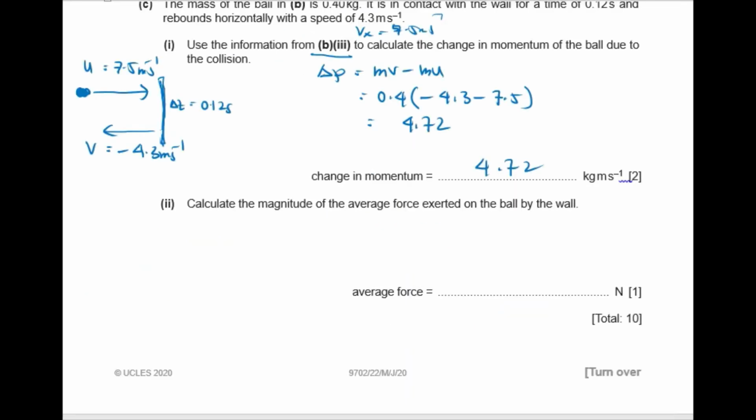C2, calculate the magnitude of the average force exerted on the ball by the wall. So force equals the rate of change of momentum. Change in momentum 4.72, time taken 0.12 seconds. So we have 39.3 Newton.